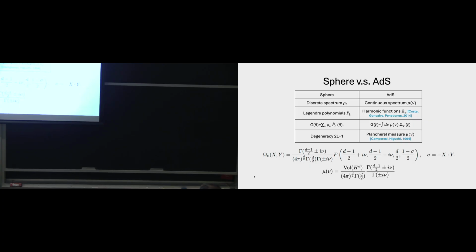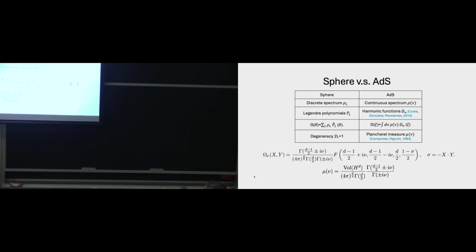And the counterpart of Legendre polynomials on AdS is known as harmonic functions. That's been studied by these people. And this is an expression of the scalar harmonic functions. Here, maybe just write down the convention: gamma of A plus or minus A means the product of these two gamma functions. And the coordinate dependence is just a hypergeometric function.